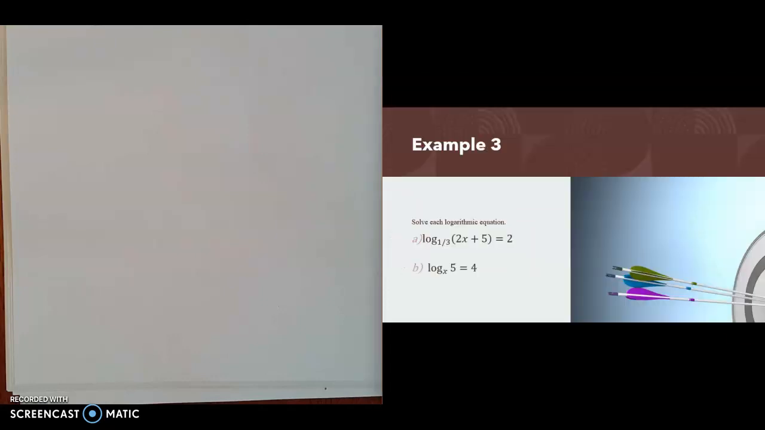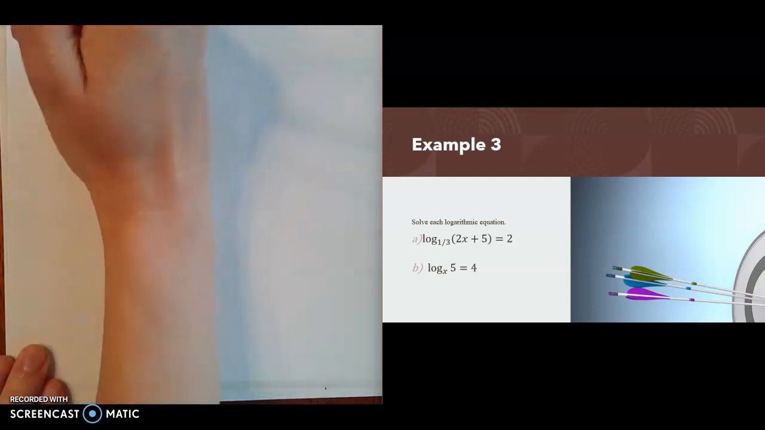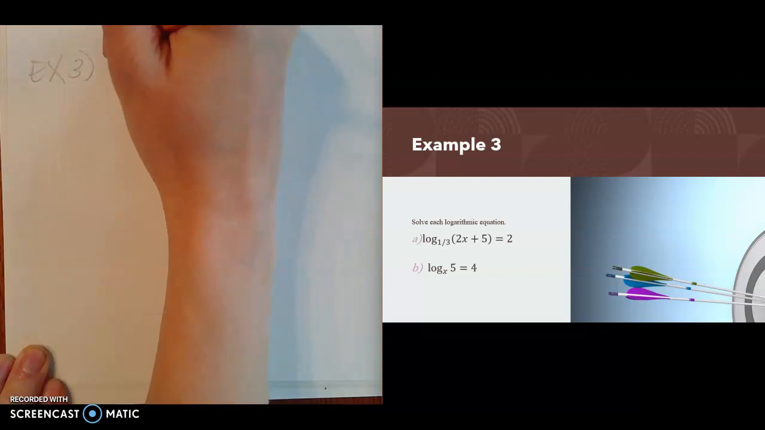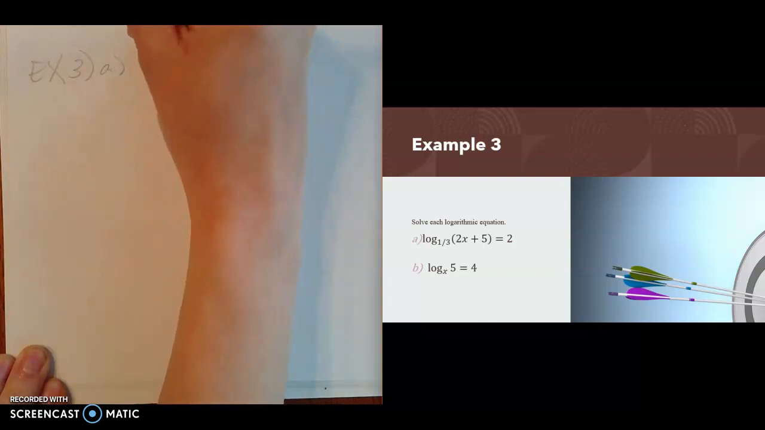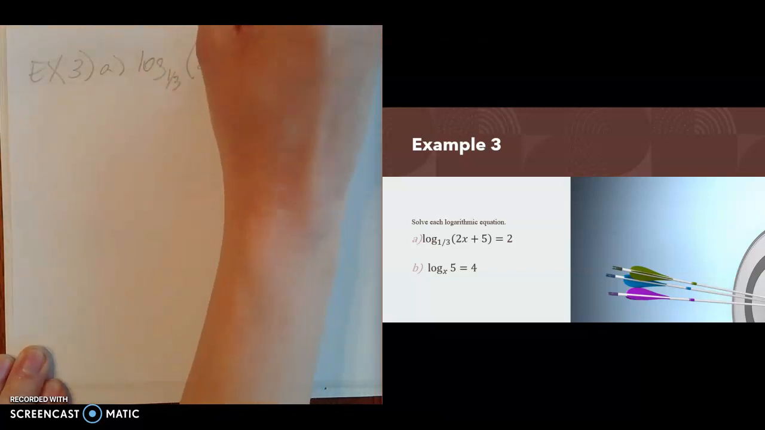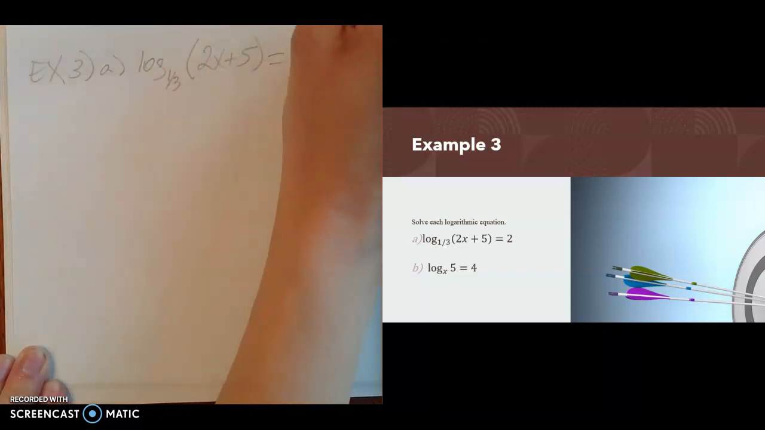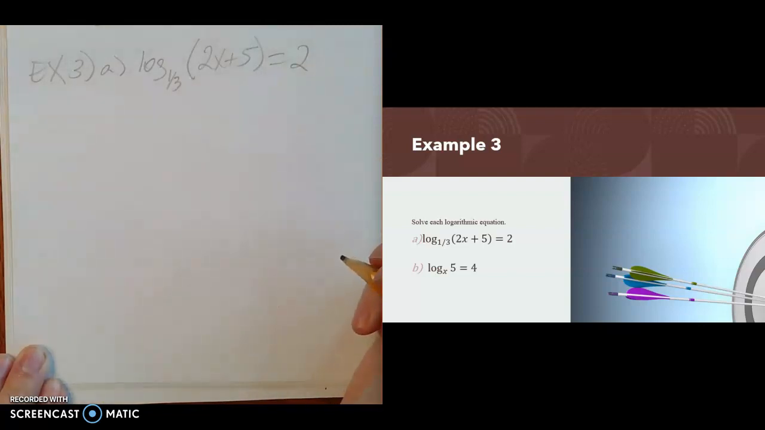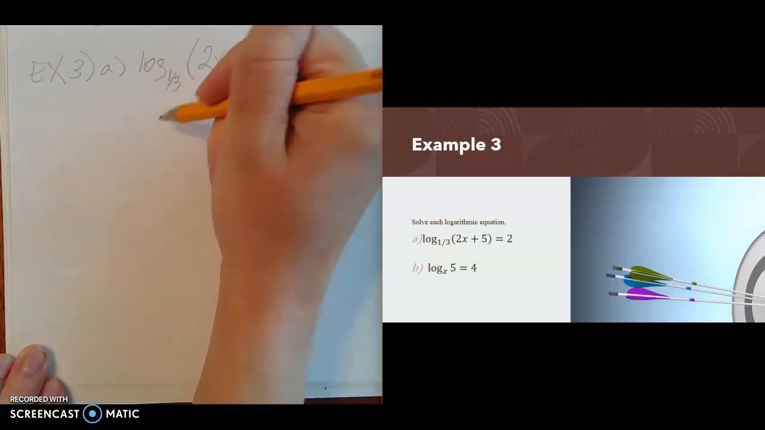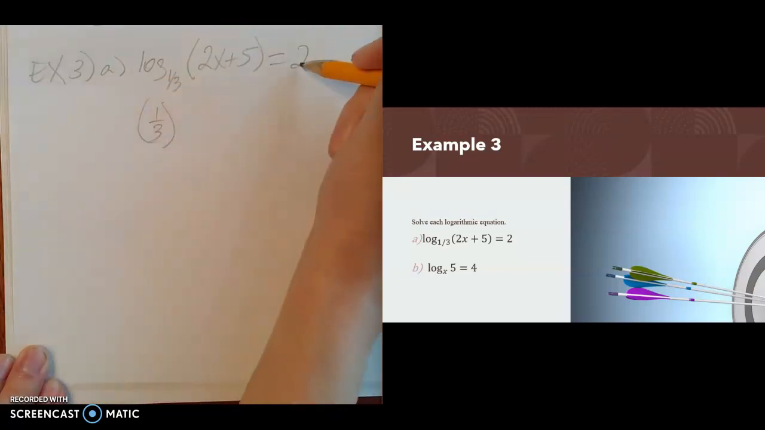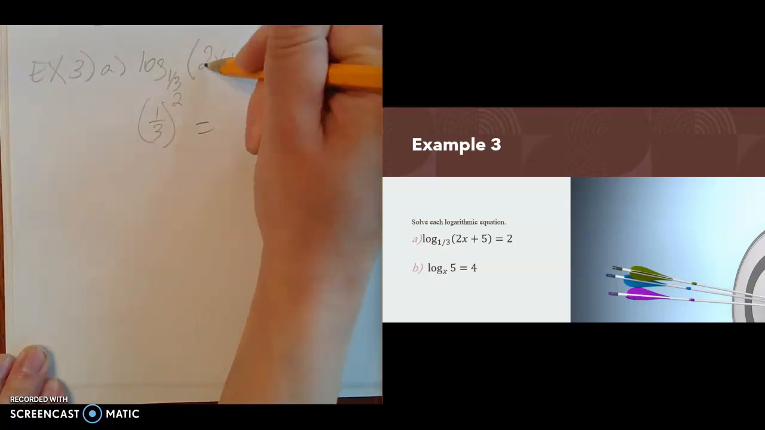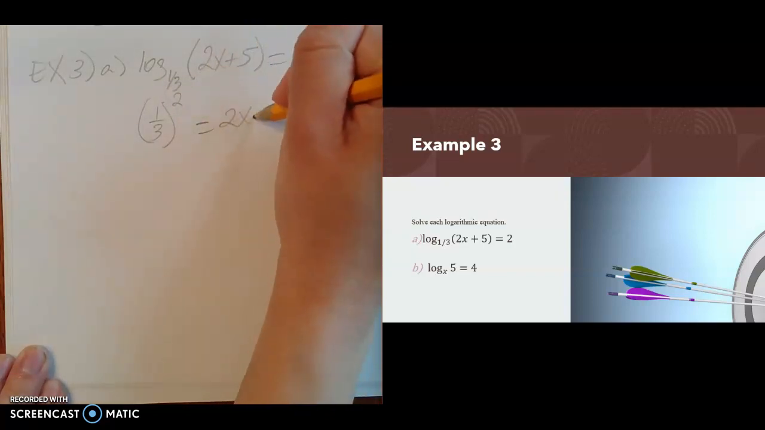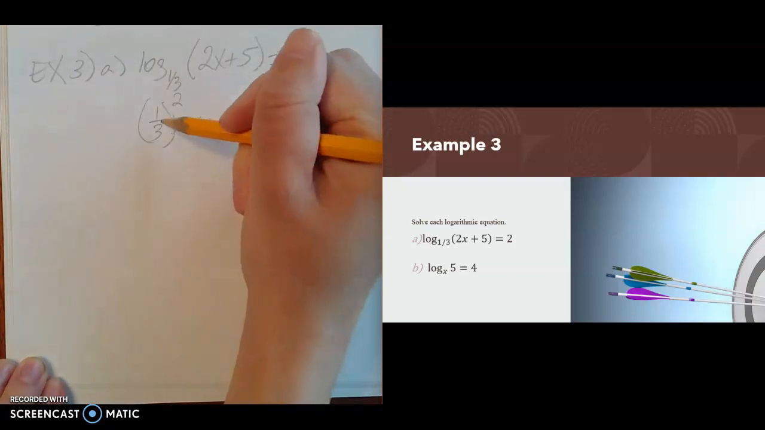So let's give that a try. In example 3, we're going to solve each logarithmic equation. The first one, in part A, is log base 1/3 of 2x plus 5 equals 2. So the first thing I'm going to do is get it in exponential form. That's going to make my life a little bit simpler. So the base is 1/3, the exponent will be 2, and then it equals this middle part, the 2x plus 5. Okay? I can go ahead and do this.